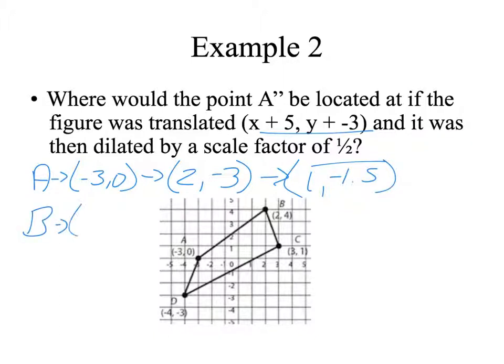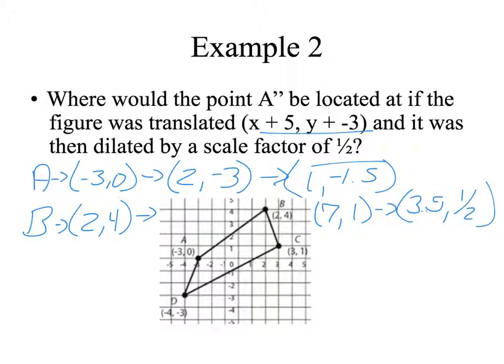B is at 2, 4. I'm going to translate it. When I translate it, it's going to become 7, comma 1. I'm going to dilate it by 1/2, and that's going to become 3.5, comma 1/2, or 0.5.